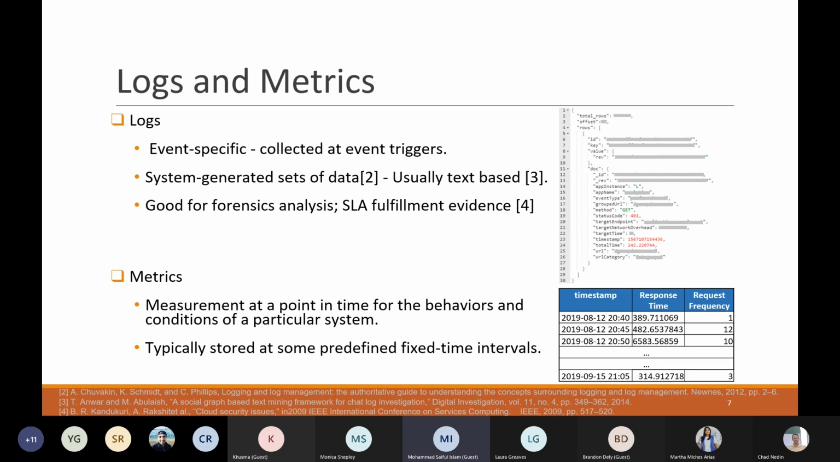On the other hand, metrics are measurements at a point in time of the behavior and condition of a particular system. They could be aggregated, or they could be taken directly. For example, in this particular case on the right-hand side, you can see that we have the logs, and in metrics we are taking an aggregated fashion. That is an average response time of any microservice per 5 minutes. So this is one such example on the right-hand side.